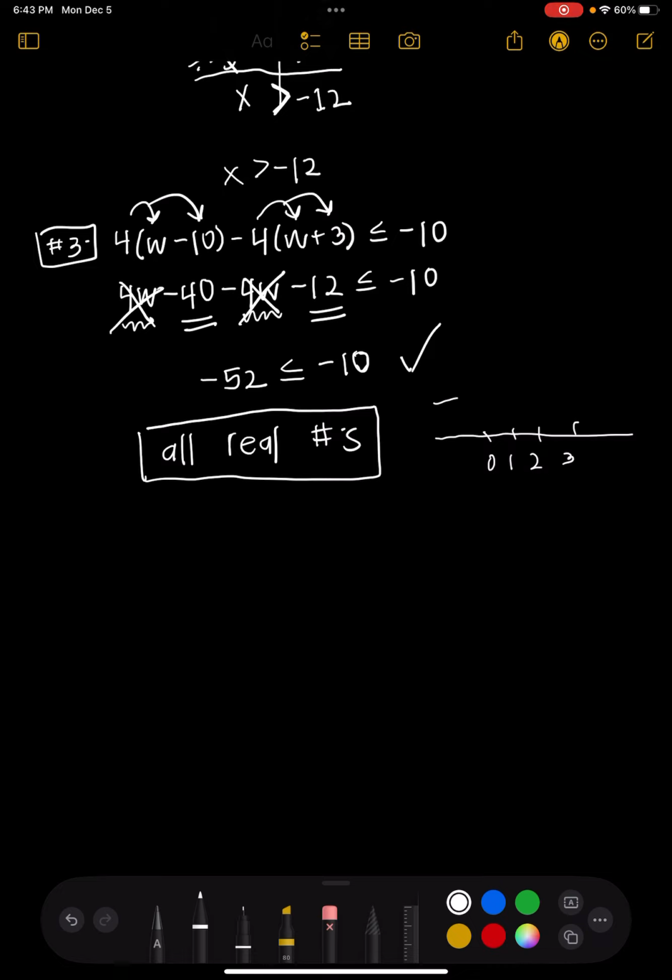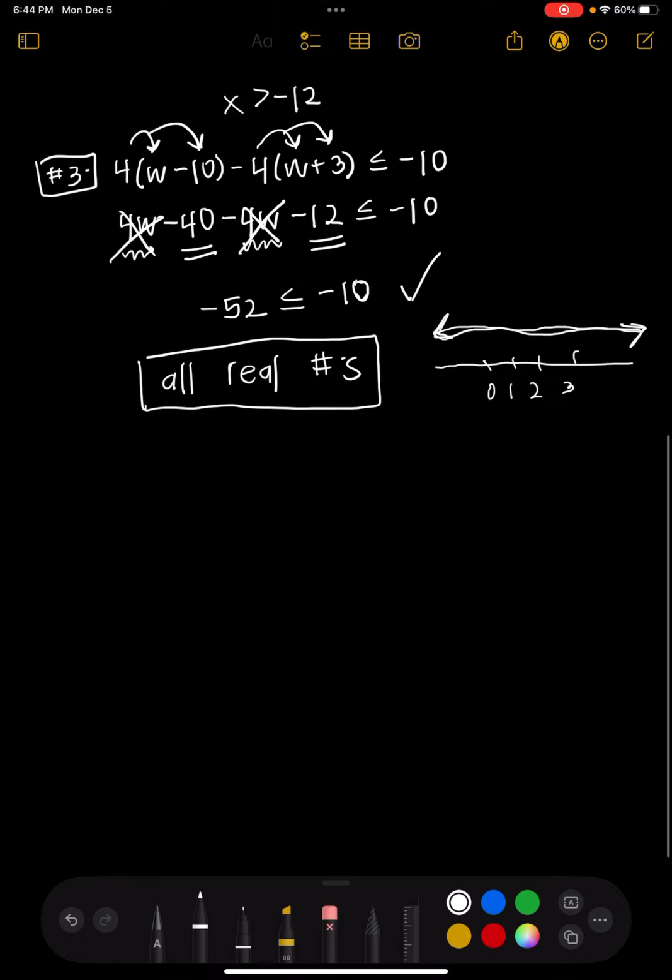Because it's all real numbers, we're just going to draw a straight line right along the top. It's all numbers, so we just put an arrow the whole way through. There's no dots or anything like that, open circles, closed circles, because all of the numbers are included. If it was no solution, you just wouldn't graph anything. Okay, now let's just go through one more example.